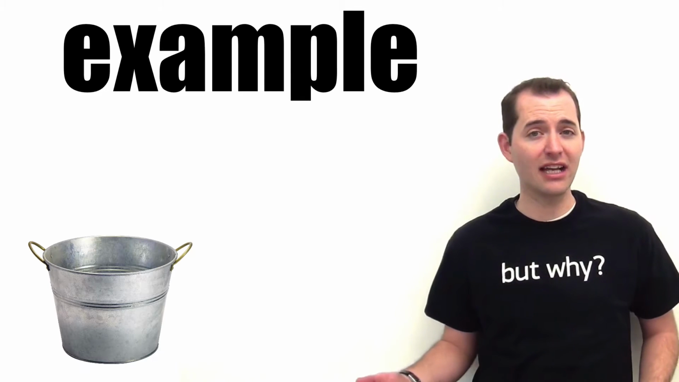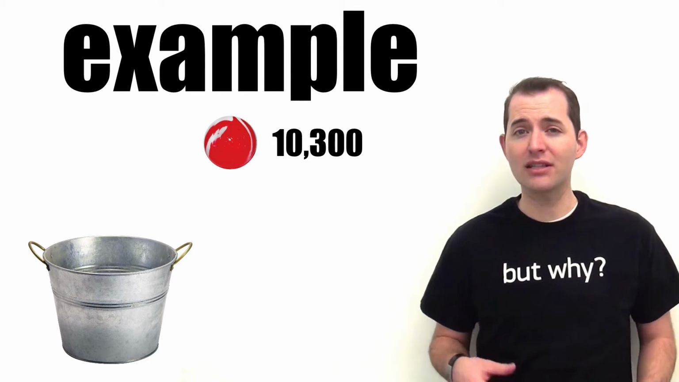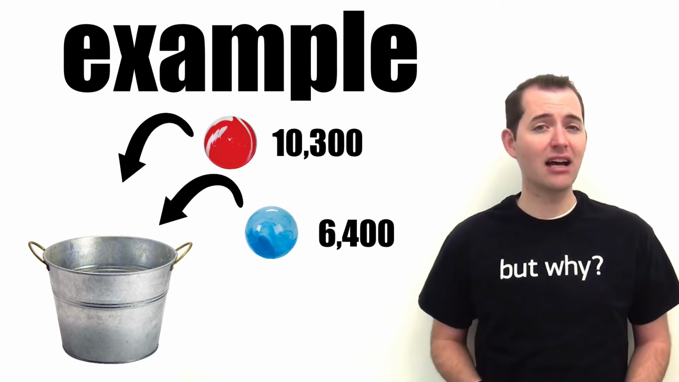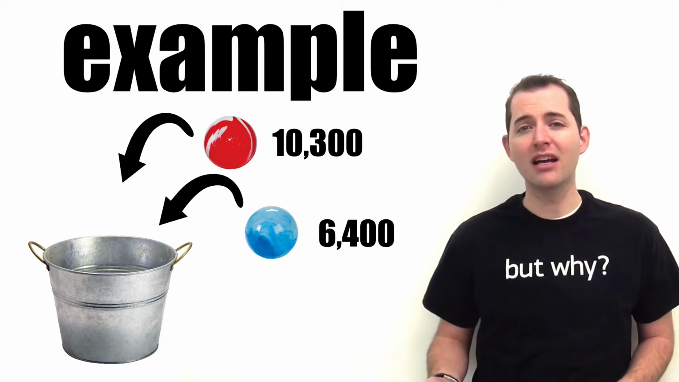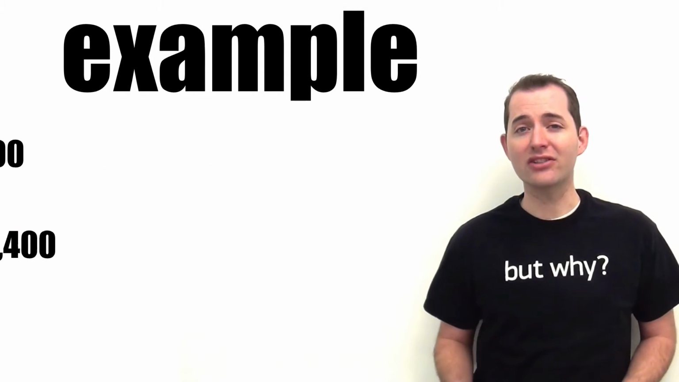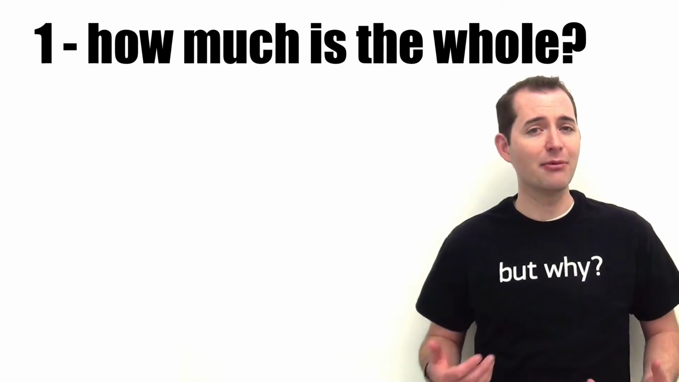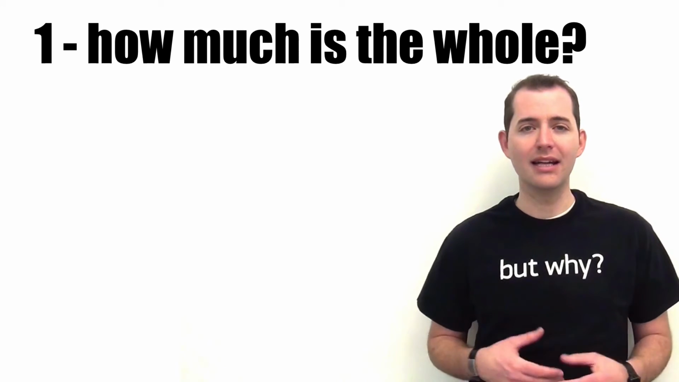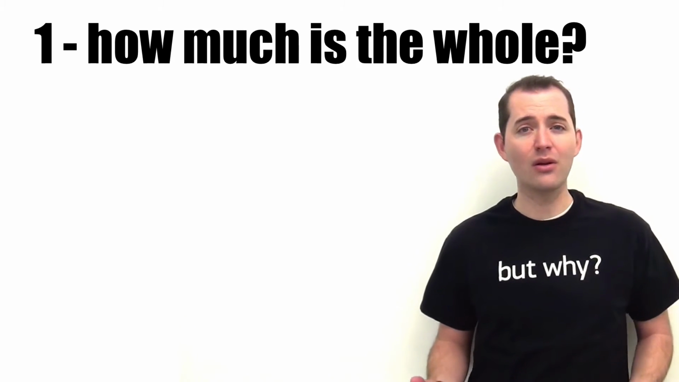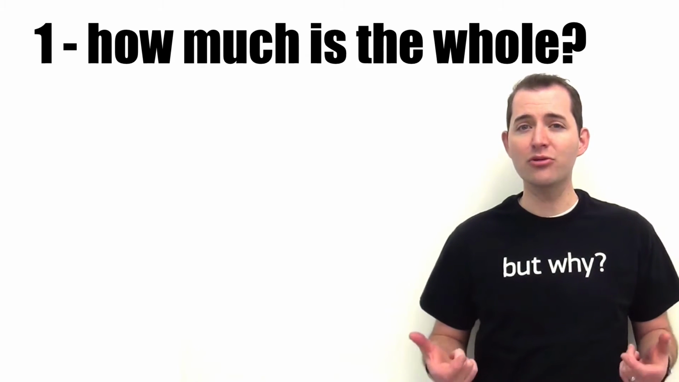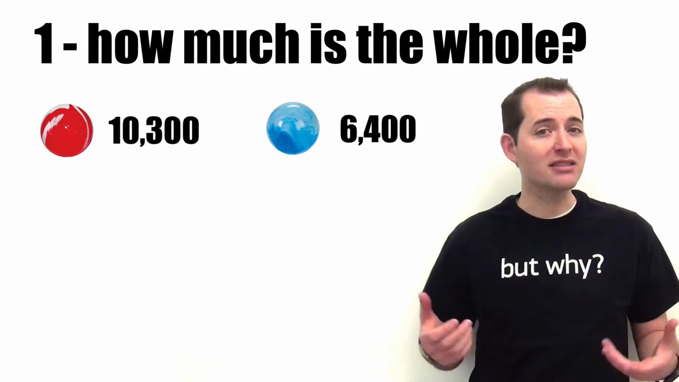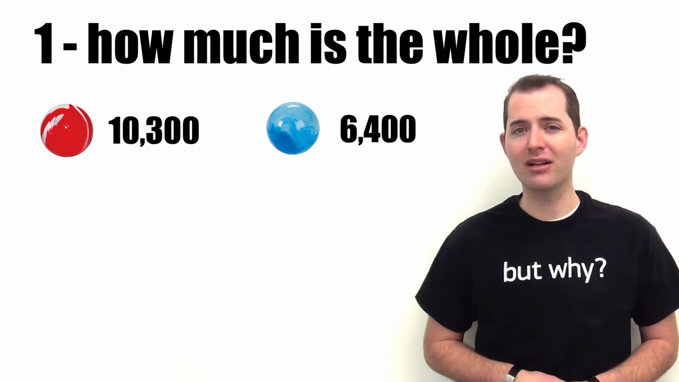Let's look at one more scenario that's a little bit more complex. Let's imagine that we have a large container that has 10,300 red marbles in it and 6,400 blue marbles. And we want to know what percentage of all of the marbles are blue. Let's go through each of our 4 steps with this example. Step 1 is, what is the whole? In this situation, we are not given the whole amount. We are only given 2 parts of that whole amount. So we must calculate or figure out what this whole part is.